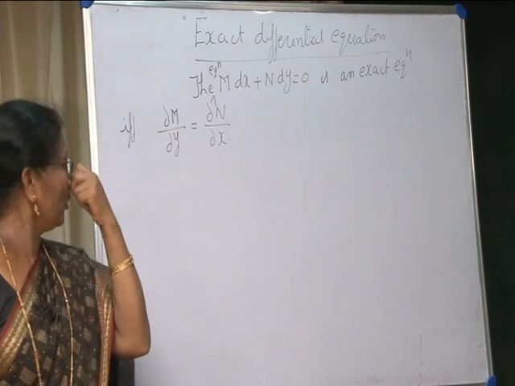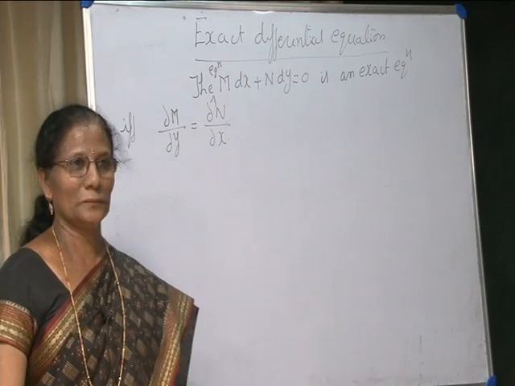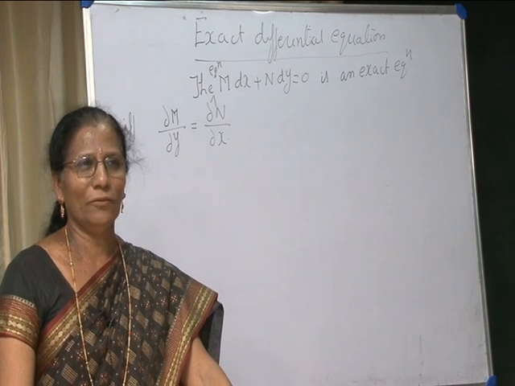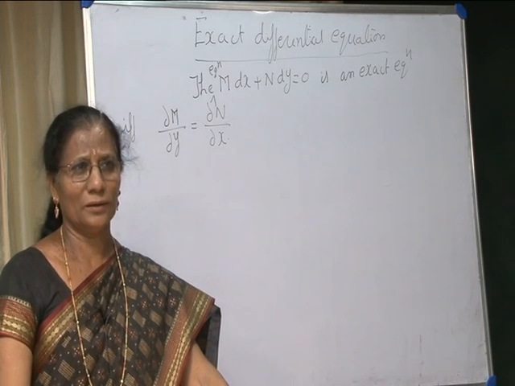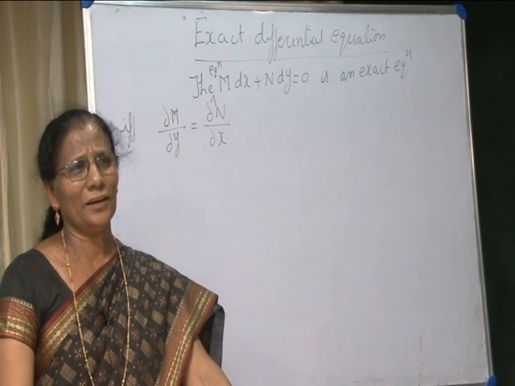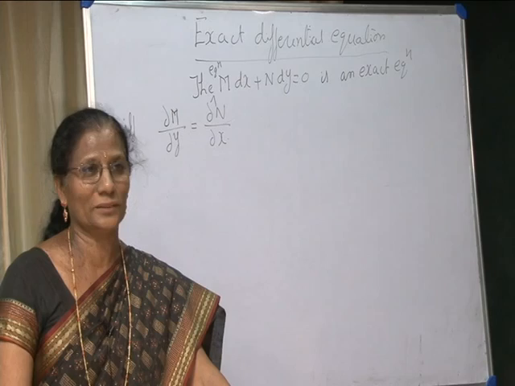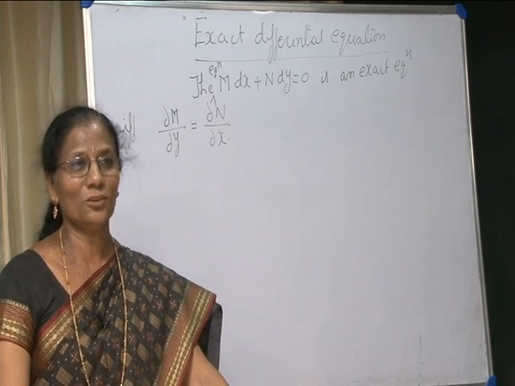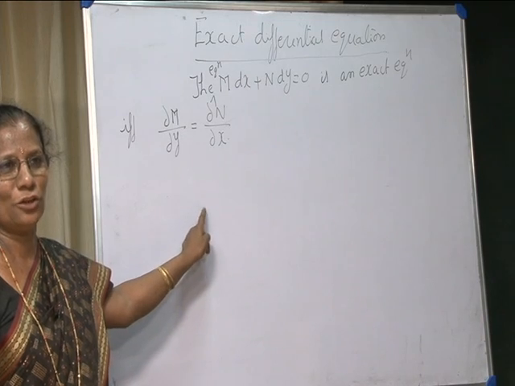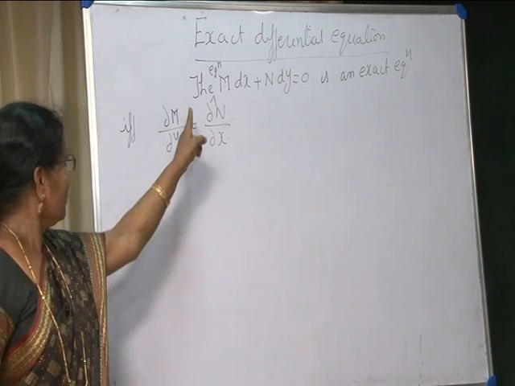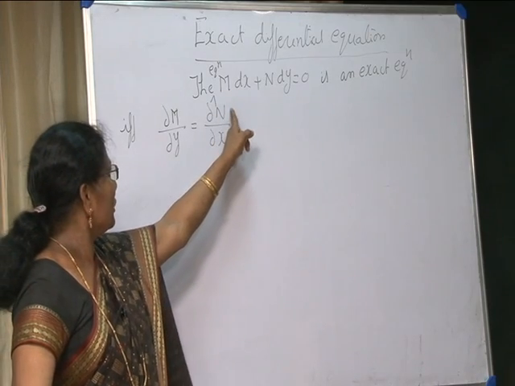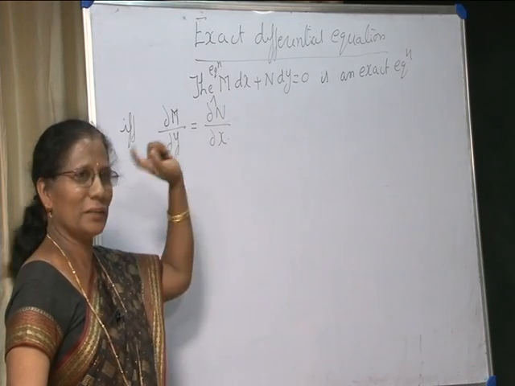What is this, madam? You have written delta M by delta y. We know it very well. In the previous class you have seen that whenever you use delta, that is an incremental ratio. Delta y by delta x is an incremental ratio of y to x. But that is not the meaning here. Here it is the partial differentiation of M with respect to y, and here the partial differentiation of N with respect to x.